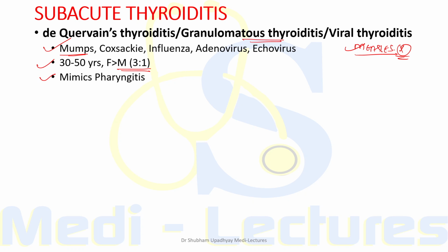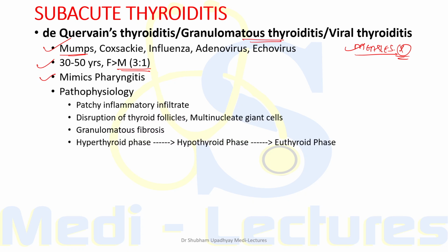in a ratio of 3:1. Now when we consider the pathophysiology, the gland shows a characteristic patchy inflammatory infiltrate. There is inflammation with disruption of thyroid follicles. There is formation of multinucleate giant cells. Later, there occurs granulomatous fibrosis. Now, it is important to note that all these extensive changes of inflammation are reversible. Even after this much granulomatous inflammation and formation of multinucleate giant cells, the changes are reversible, which usually takes some months.